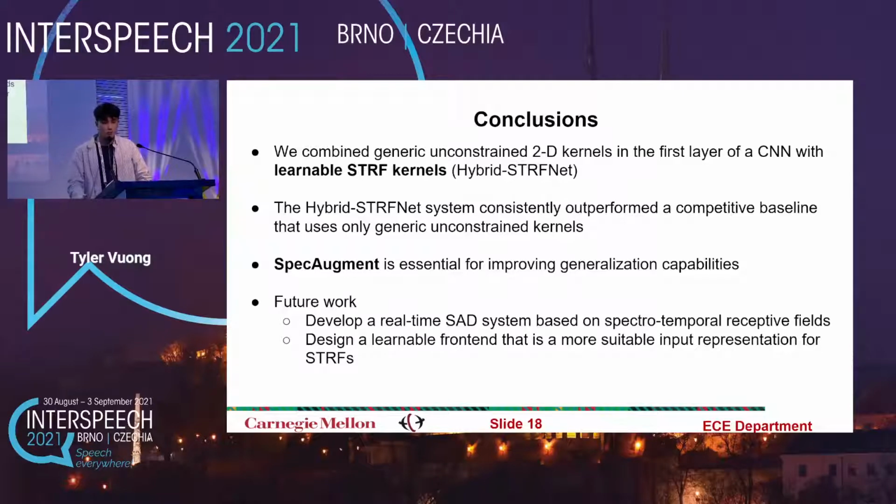The second future work we're pursuing is to design a learnable front end that is a more suitable input representation for STRFs. Learnable front ends are a very popular thing now. Right now we're just using log-mel spectra since that's what everyone uses and what's used in prior research for STRFs. But that might not be the most optimal representation for STRFs. Maybe there are different center frequencies and different bandwidths that are more important for these kernels. So we're working on combining a learnable front end with a learnable 2D layer.